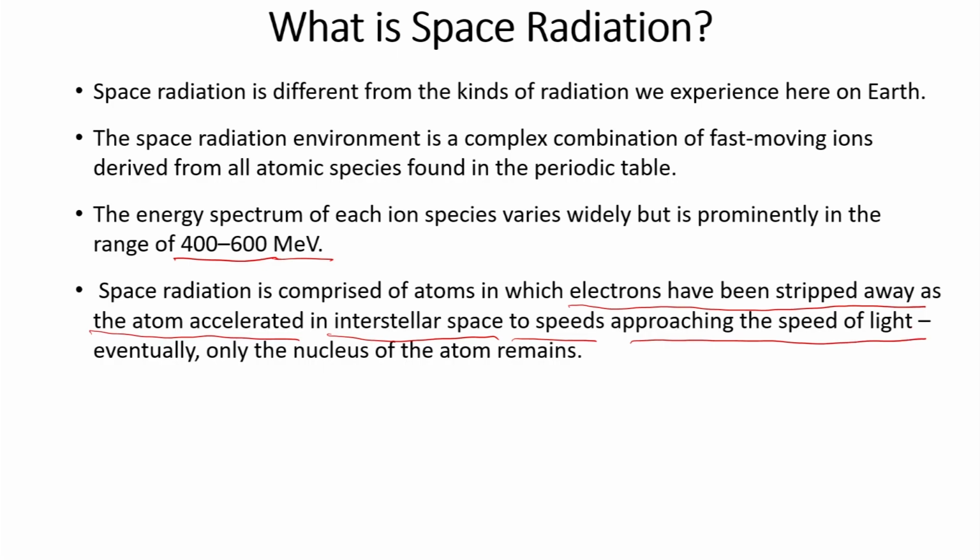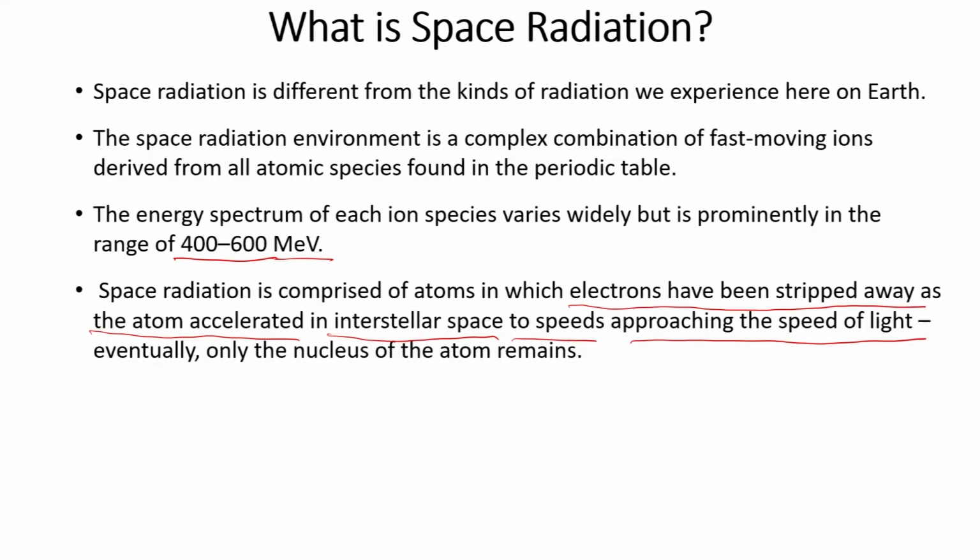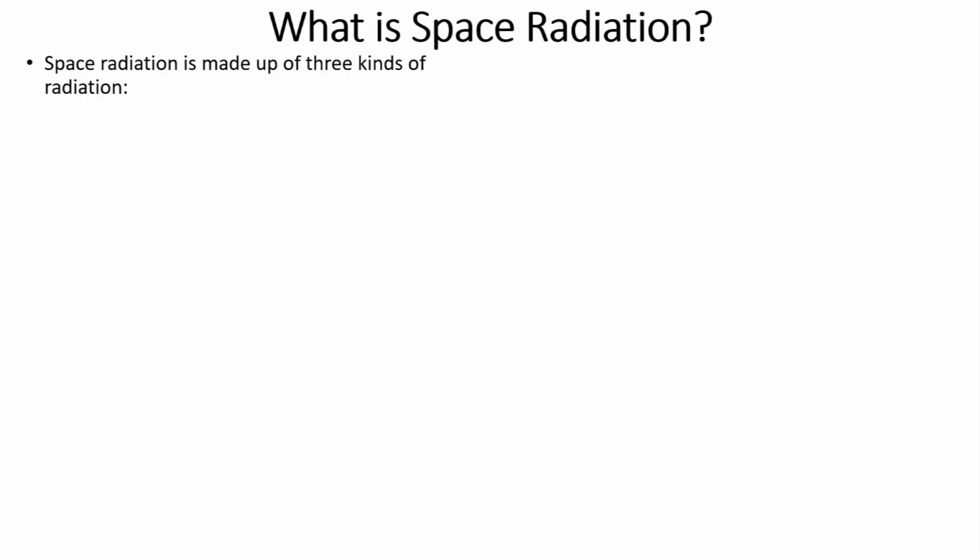Okay. So, the particles which have very high energy have very high velocity, a significant fraction of the speed of light. Those particles form something like a beam. That is why this radiation is also called corpuscular radiation or particle radiation. So, this space radiation is made up of three kinds of radiation.